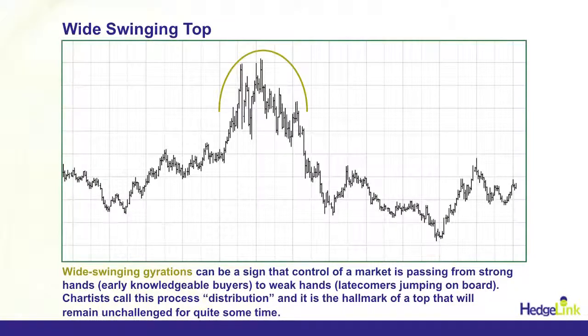Wide-swinging gyrations of any sort after an extended move can be the sign that control of the market is passing from strong hands, which are generally defined as early, knowledgeable buyers and far-sighted players, to weak hands. Those are the latecomers jumping on board. Chartists call this process of moving from strong hands to weak distribution, and it's the hallmark of a top that will remain unchallenged for quite some time.